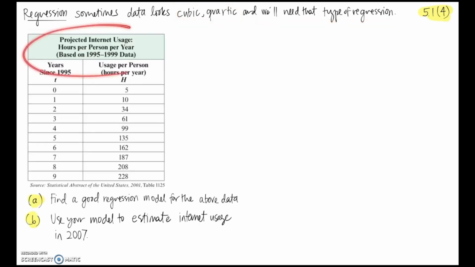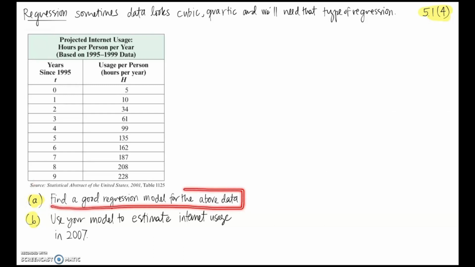Okay, here's the example that we're given. We have projected internet usage in hours per person per year, and this looks like it goes from 1995 to 9 years later, so to 2004. So in 1995, it was estimated that the average person used 5 hours of internet per year. That's hilarious. And then the numbers obviously go up and up and up and are quite a bit right now. So our first job is to find a good regression model for the above data.